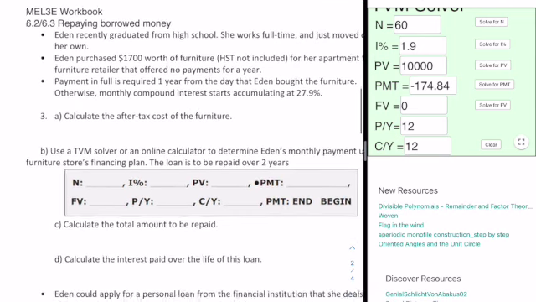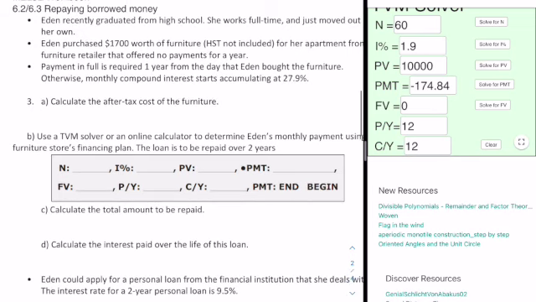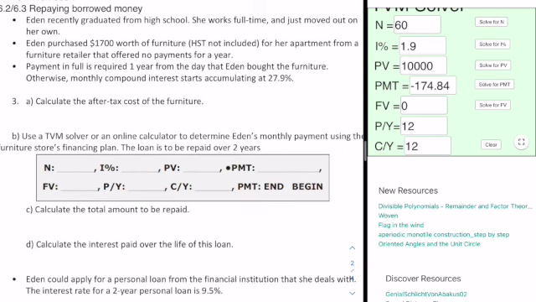Okay, so this one here, we have a situation. Eden recently graduated from high school. She works full-time and just moved out on her own. She purchased $1,700 worth of furniture with no HST for her apartment. Payment in full is required 1 year from the day that Eden bought the furniture. Otherwise, monthly compound interest starts accumulating. So here, first off, we need to calculate what the tax is on it.